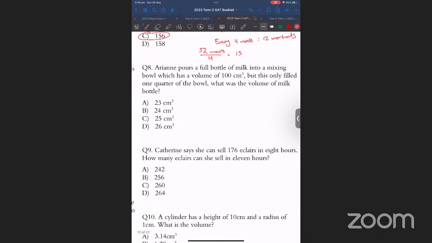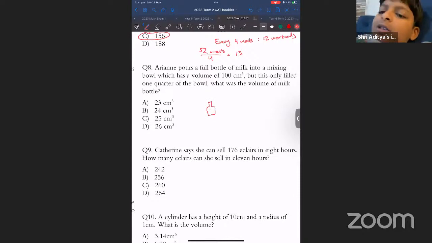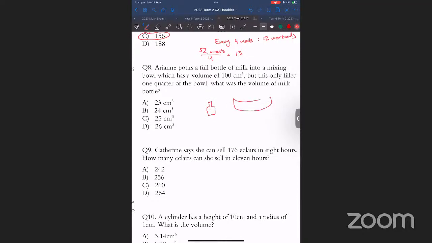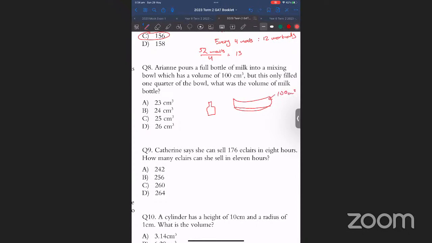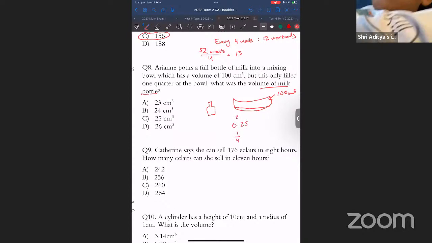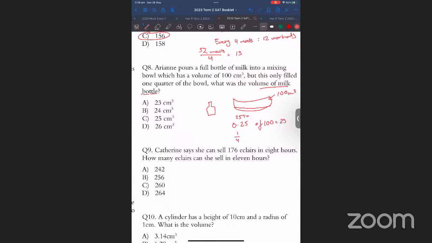All right. Question number 8 is really straightforward. You have a small bottle of milk. I'll draw the bottle. And then you have a big bowl, and the milk only filled up a quarter of the bowl. This whole bowl could actually take 100 centimeters cubed. So what was the volume of the milk bottle? Essentially it's 0.25, or 1/4, or 25%, all the same thing, of 100, which is 25 centimeters cubed. C.